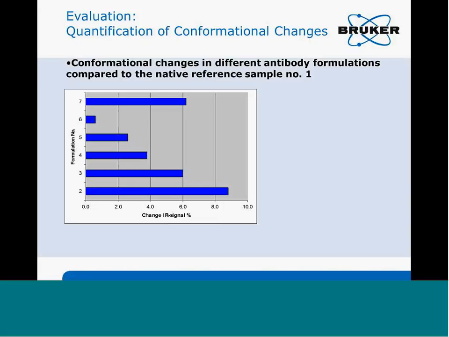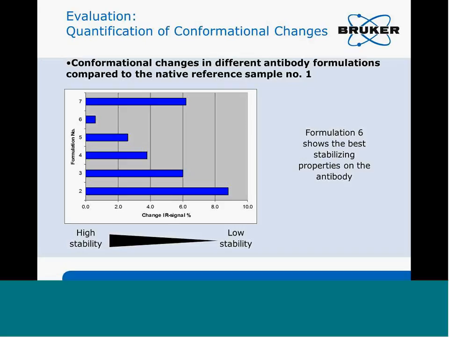It's just in the graph: what is the difference? The change of the infrared spectrum in percentage for different proteins at different stresses. Obviously you can see number 2 has more difference, and number 6 has less. So formulation number 6 is more stable compared with number 2. This is an example of how you can use infrared spectroscopy for this type of work.